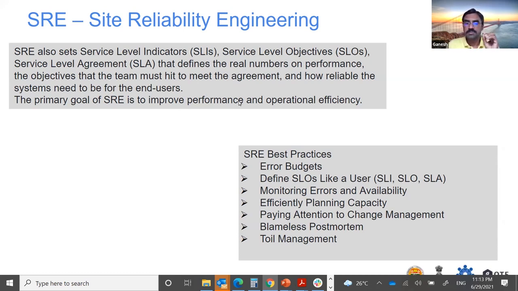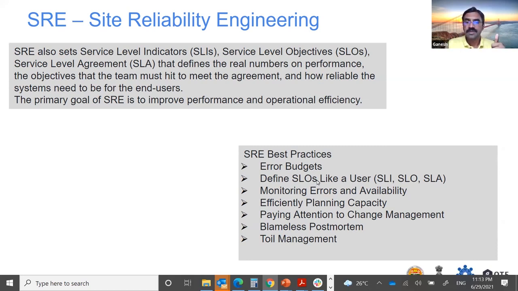If I talk about some of the best practices for SRE, error budgets, right? If I allocate 100 million for this particular project, how do you allocate this? At the end of the project, I am held responsible to showcase my finances.